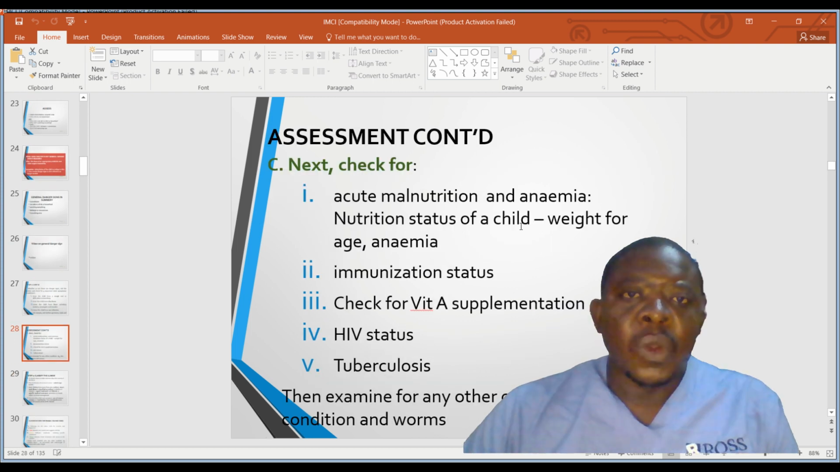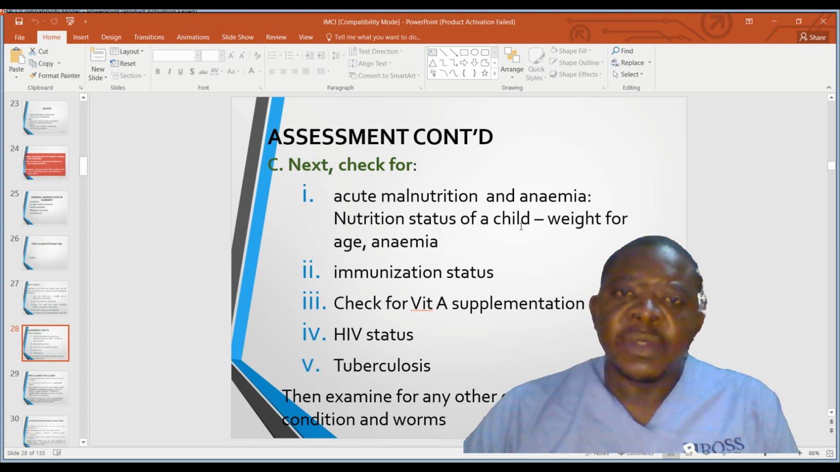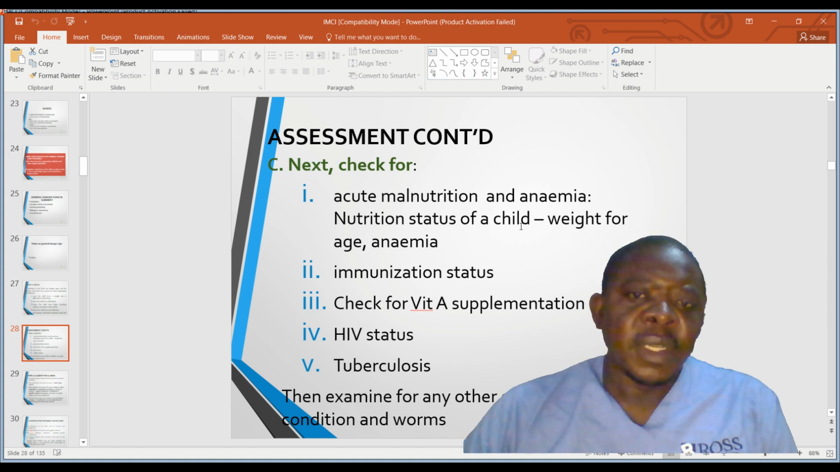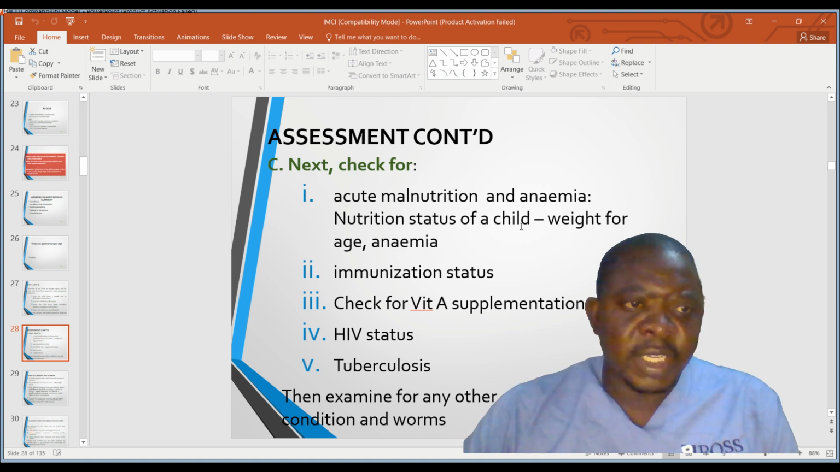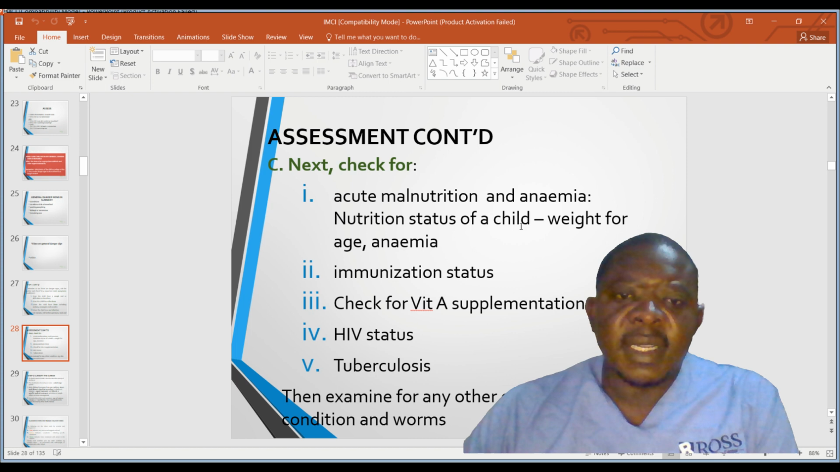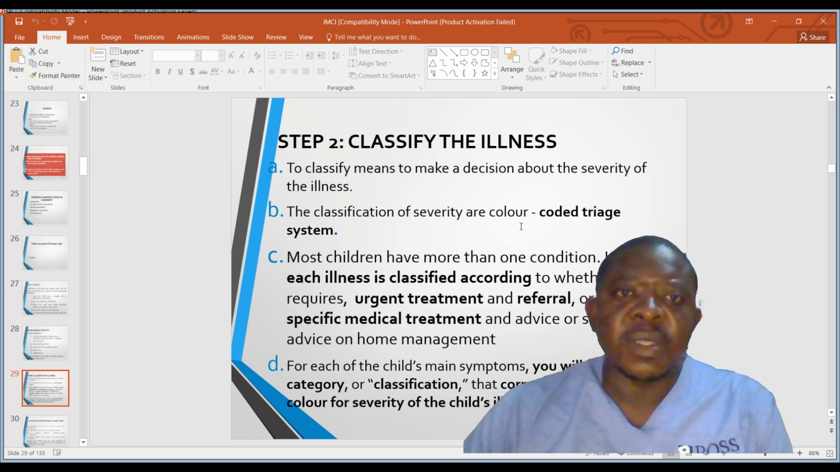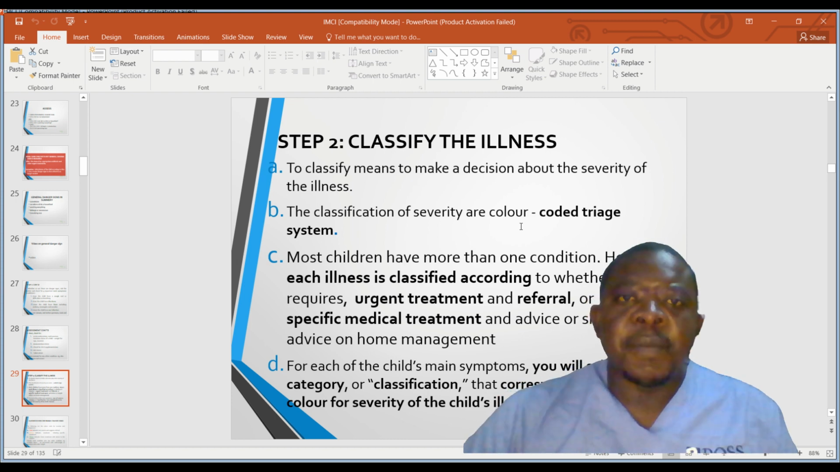So next you can check for acute malnutrition and anemia. You can check the nutrition status of the child, weight for age, or anemia. Then you can also check for immunization status. Check for vitamin A supplementation, HIV status, and tuberculosis. Then you can examine for any other condition, e.g. skin condition and wounds.